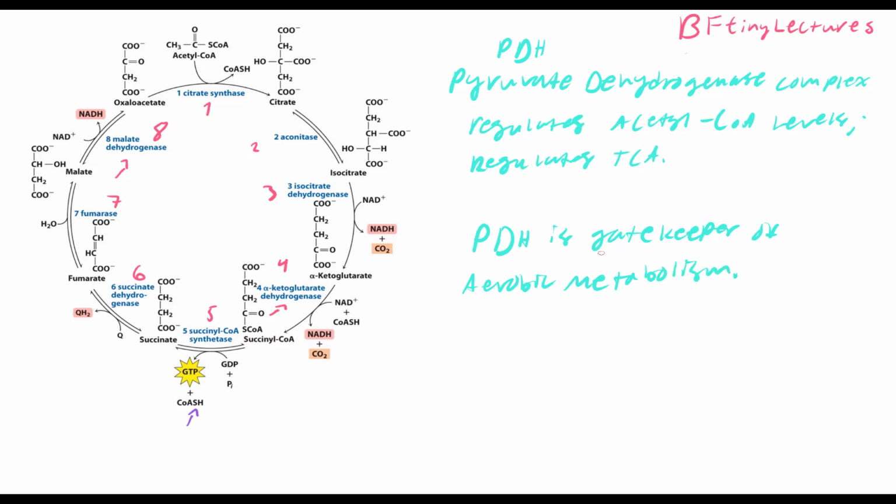Right? Because really, how much TCA is going to make electron carriers depends on PDH. If PDH makes a lot of acetyl-coenzyme A, then a lot of electron carriers are going to be made. If PDH makes a little bit of acetyl-coenzyme A, then a little bit of electron carriers are made, right? So what regulates PDH? Well, we have some inhibitors.